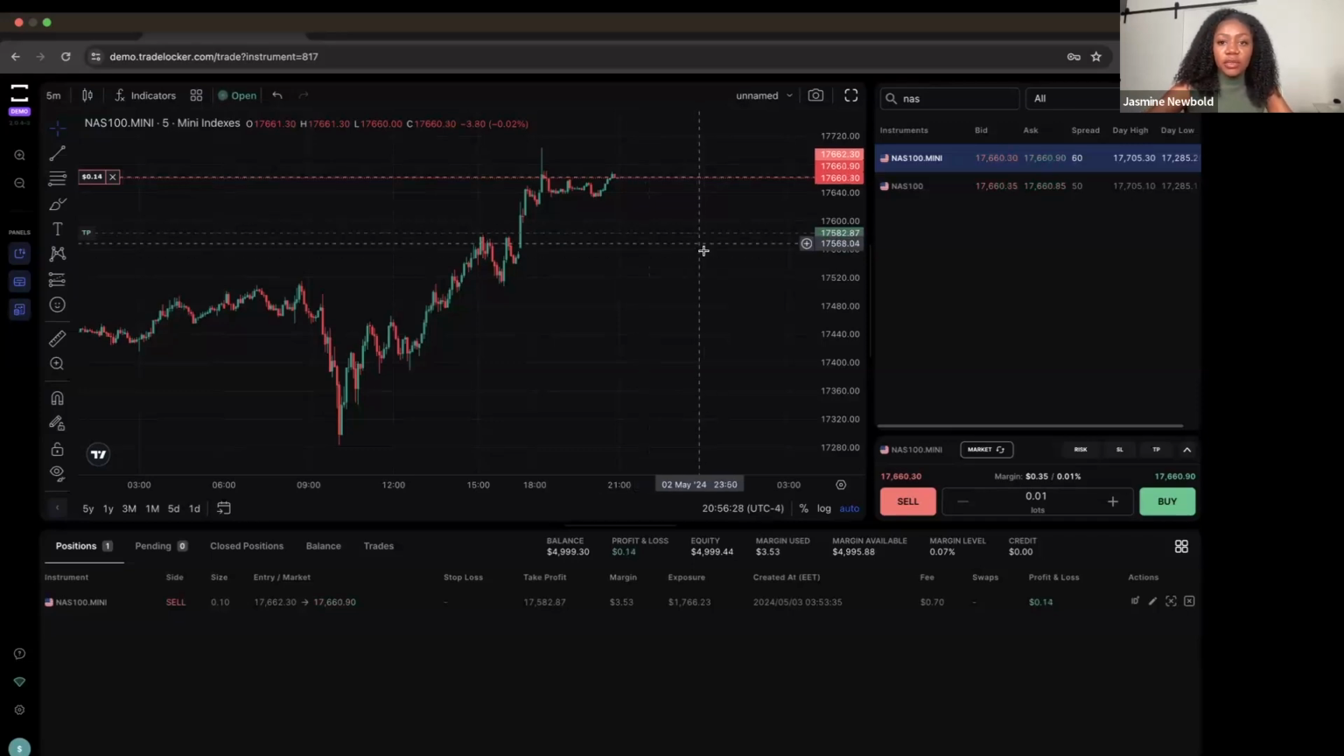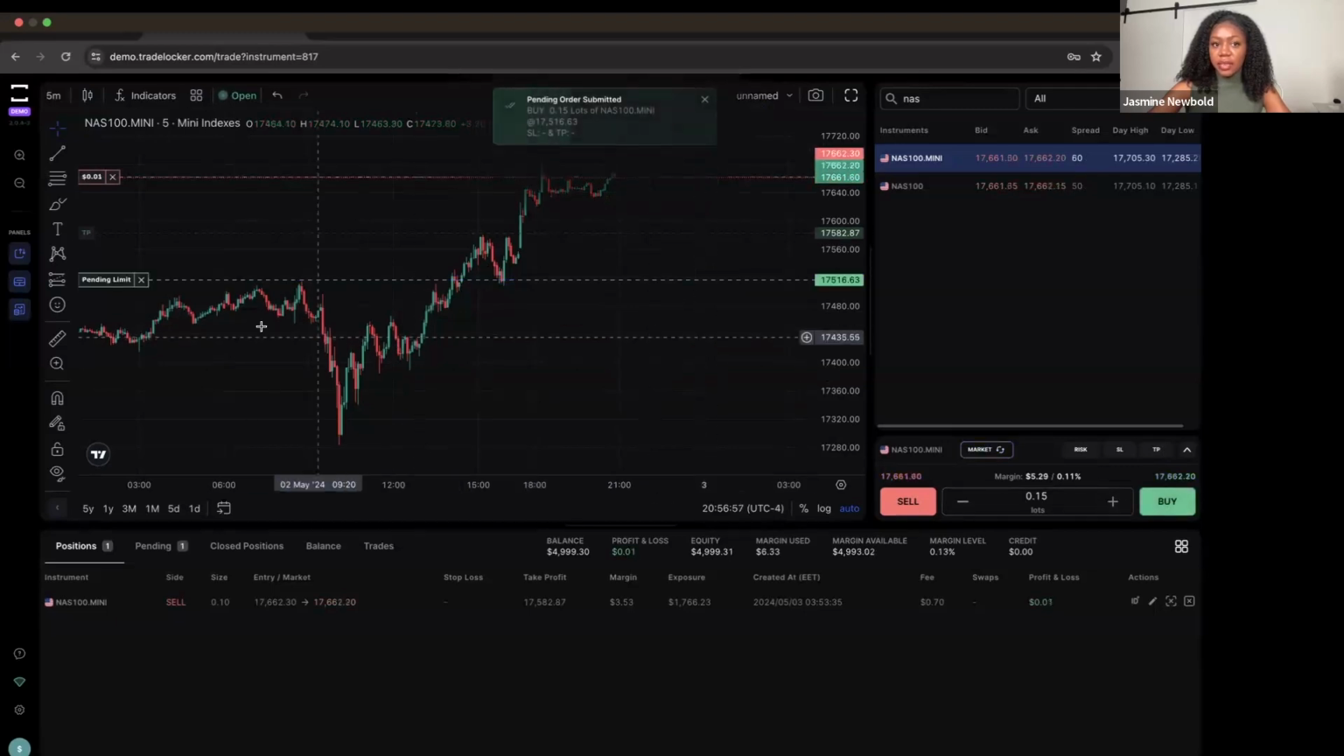You can also set up your orders. So this was a manual order that I just did. I clicked that I want to get in right here, right now. But let's say that I wanted to get in for a buy when it gets down here. Let's say, okay, I think it's going to retrace down here. I can set up a pending order, set up how much I want to buy, how many lots. So I want to do 0.15, and I can click buy. So now it's set up a pending limit order for me.